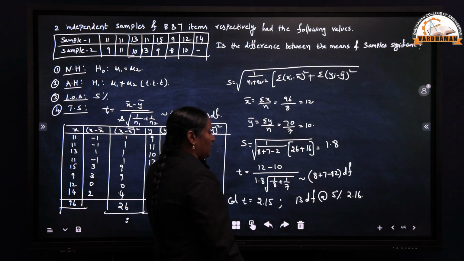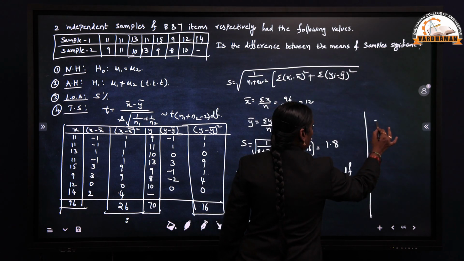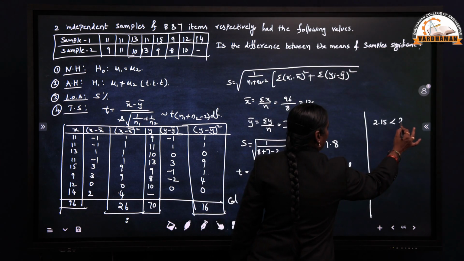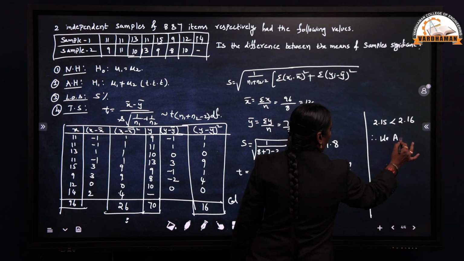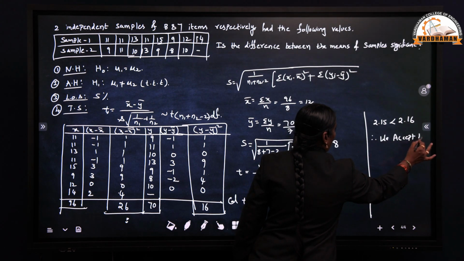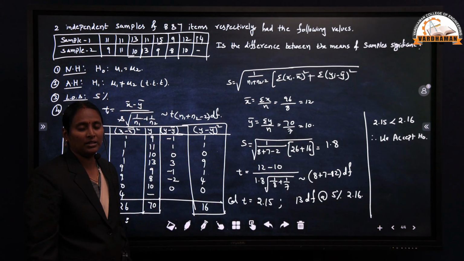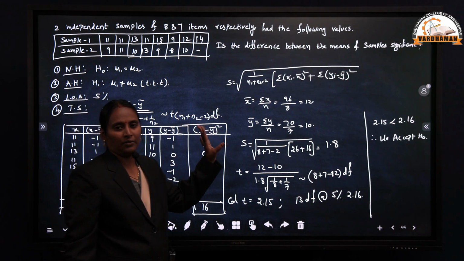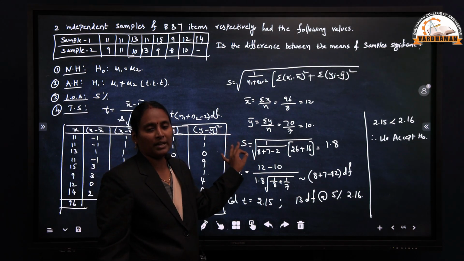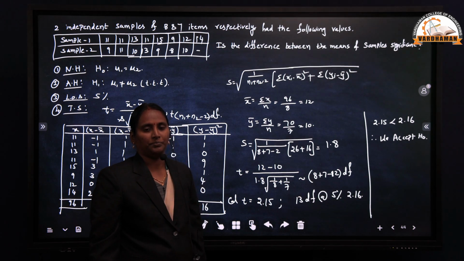Now let us go to the fifth step, the conclusion. The calculated T, 2.15, is less than the table value of 2.16. Therefore we accept H0. We accept H0, which, as our null hypothesis, means there is no significant difference in the two population means. So we conclude that our given data is correct. These two samples have been drawn from the same normal population.